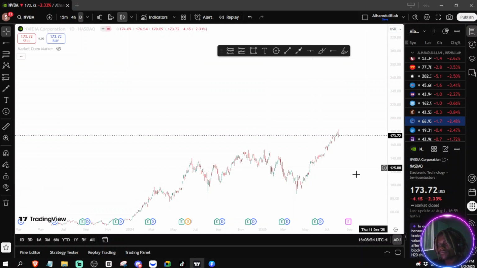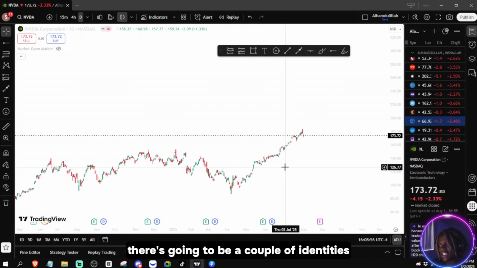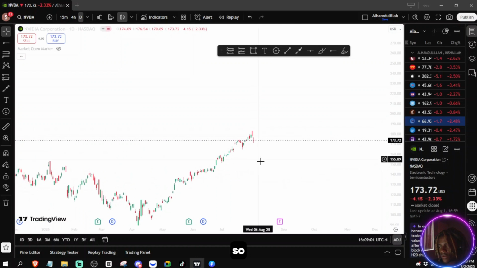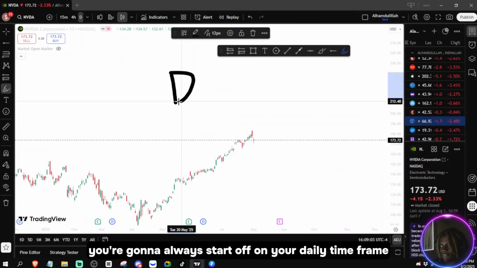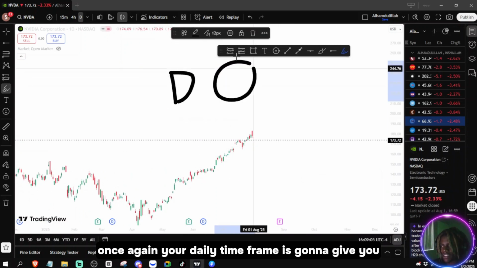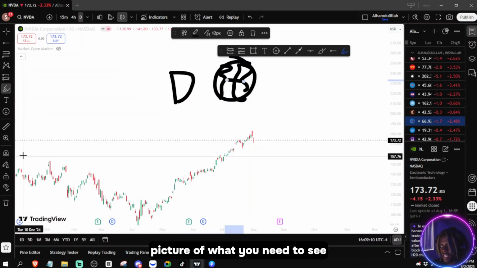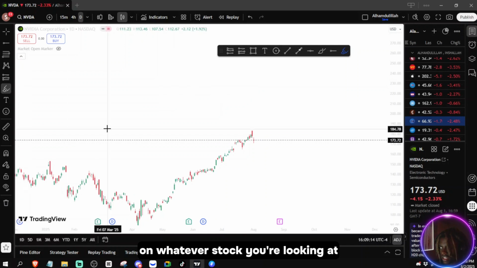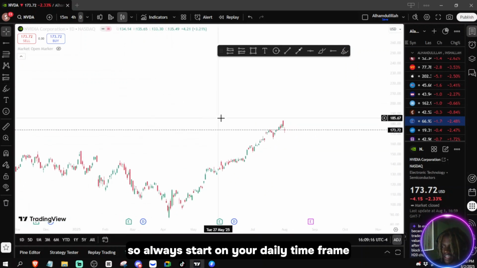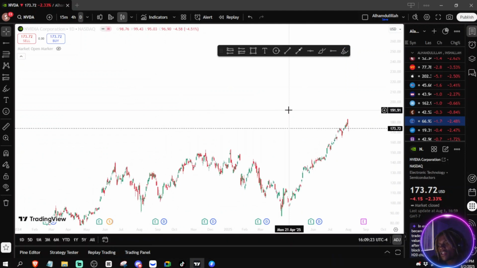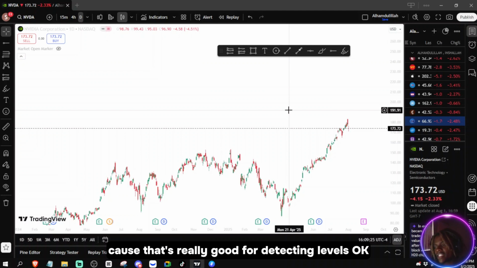Now, there's going to be a couple of identities and things to know how and when we can trade. So you're going to always start off on your daily time frame. Once again, your daily time frame is going to give you your full global view world picture of what you need to see on whatever stock you're looking at. So always start on your daily time frame. Always. You're not going to use any indicators. If you need market open maker, please use that because that's really good for detecting levels.